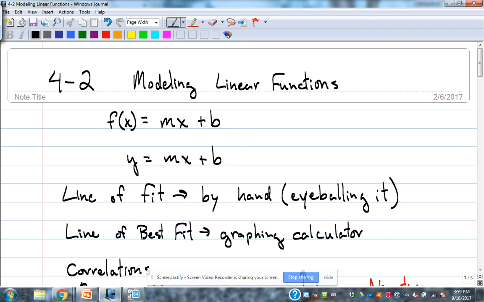Linear functions and writing the equation of a line. We're going to do f of x equals mx plus b, or y equals mx plus b. That slope-intercept form is what we're going for here. We're going to go about it two different ways.